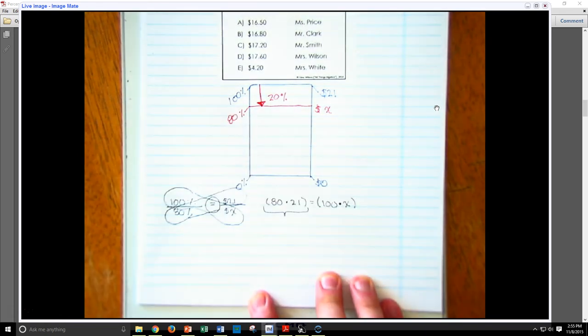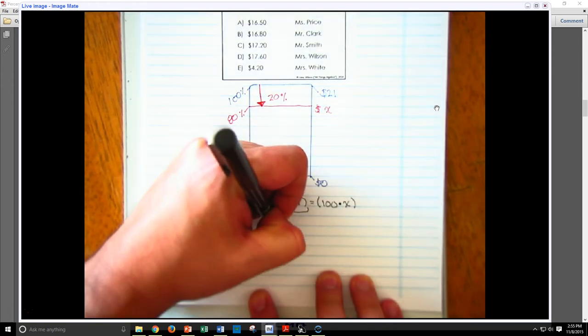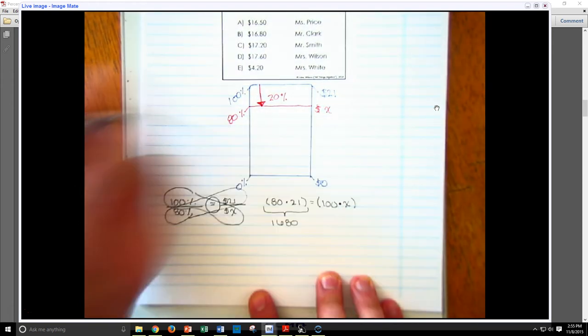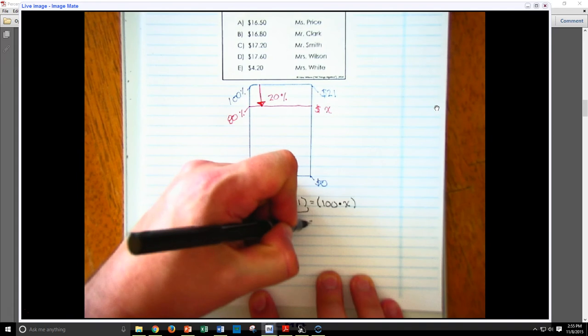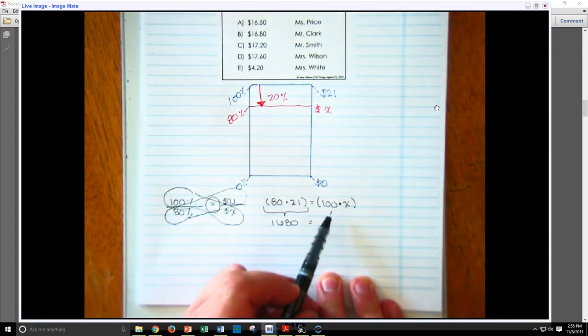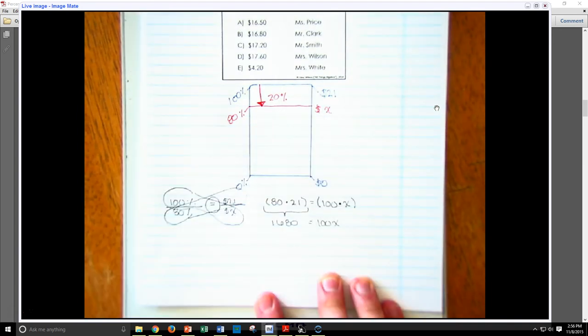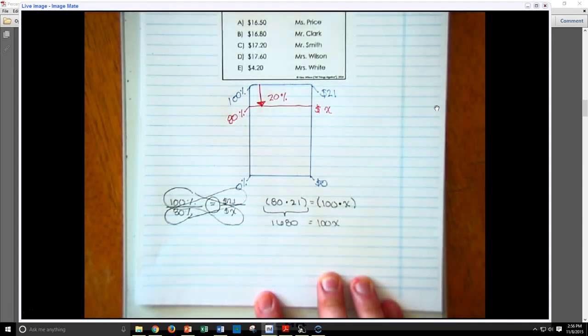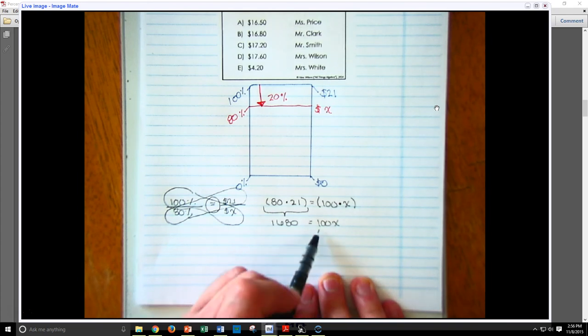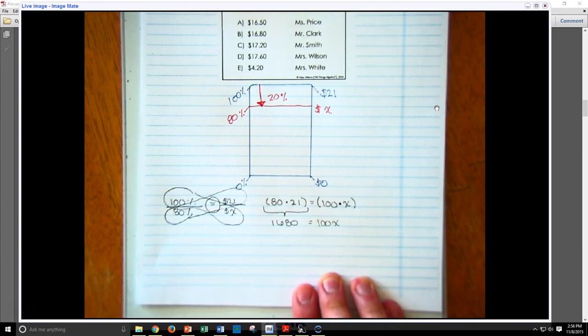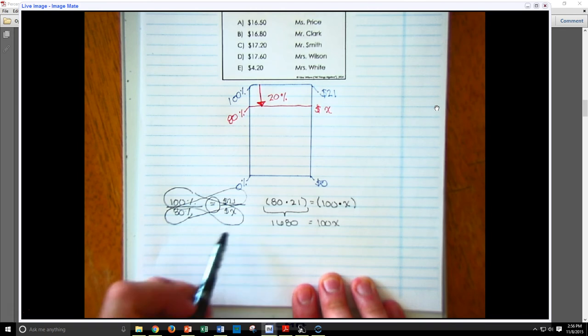When I multiply 80 times 21, I get 1,680. My equal sign drops down. 100 times my mystery number x is just 100 times whatever x is. So I'll just write it as 100x. But I don't care what 100x's are. I want to know what is just 1x. What is my mystery price?